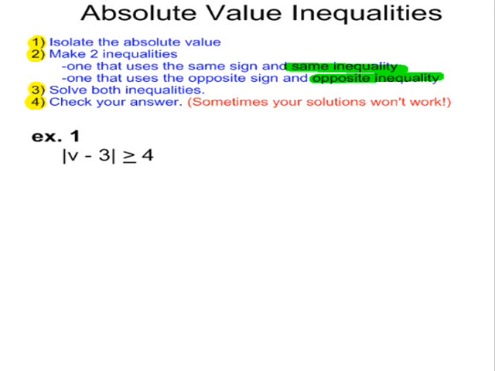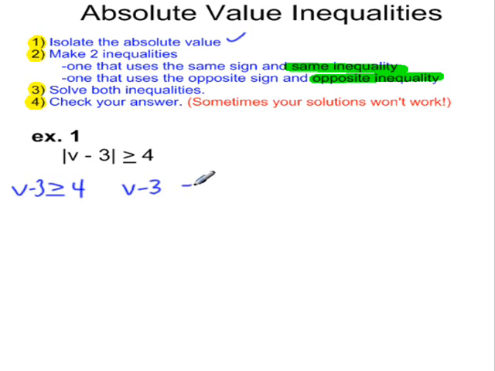Okay, example number 1. They've already done the first step for us. Our absolute value is already isolated. So let's move on to step number 2 here. Step number 2 says make 2 inequalities. So we're going to drop our absolute value. We're going to use the same sign for 4 and the same inequality that we have in our problem. So we're going to write greater than or equal to positive 4, since that's what we've got in our original problem. Our second one is going to be v minus 3, the opposite sign for 4.